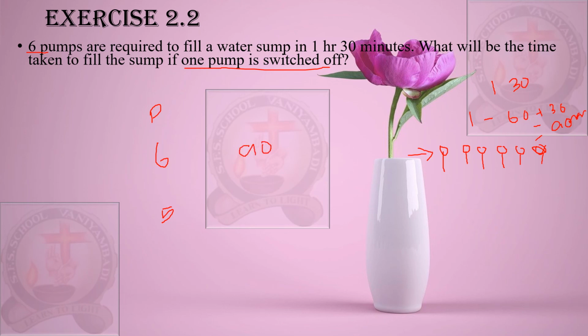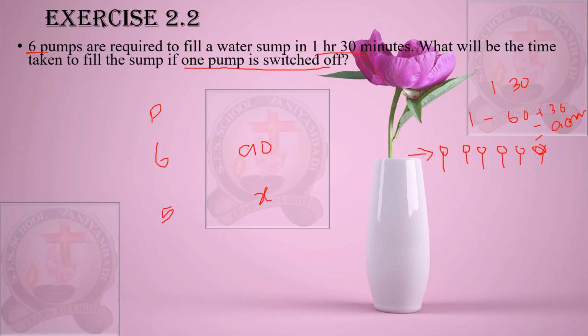90 minutes. Okay, then if one pump is switched off, how many minutes will it take to complete the water sump here? That is the question here. So let us assume that time taken by the 5 pumps to fill the water sump. Okay, now first we should understand the quantities here. What are the quantities here? So the quantities are, first 6 pumps 1 hour 30 minutes.